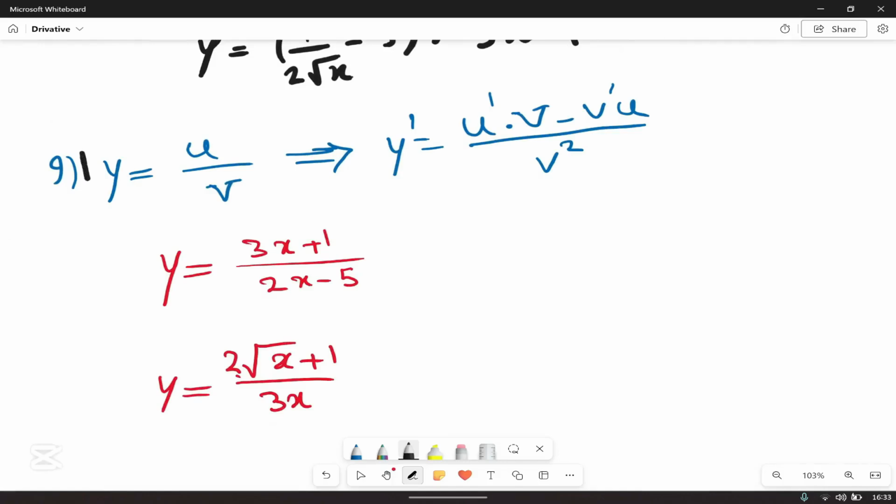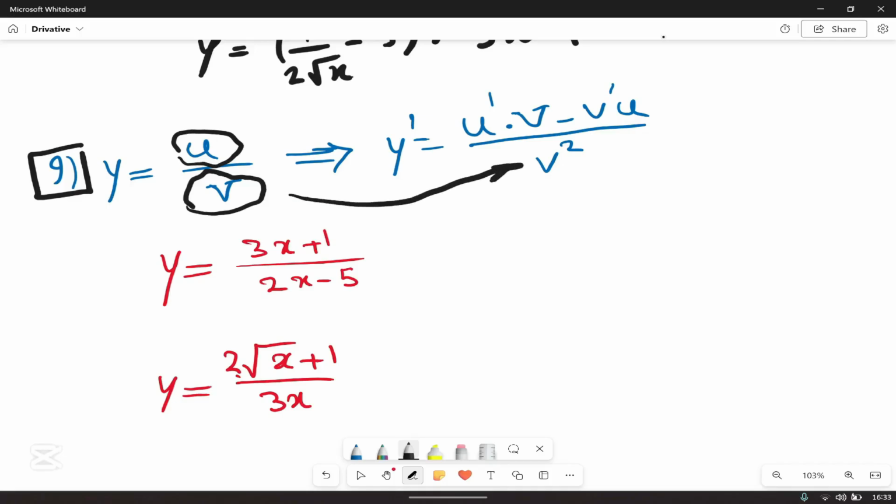Wow, it's so important. Also, if you have two functions and they are divided together, what is the derivative? In the denominator you must put the denominator power 2, therefore it is v power 2. But in the top, what happens? You calculate the derivative of u multiplied by v, minus the derivative of v multiplied by u. In the previous one it was positive, but in this one it is negative. Okay, remember it exactly.